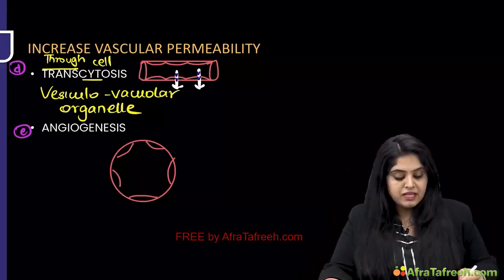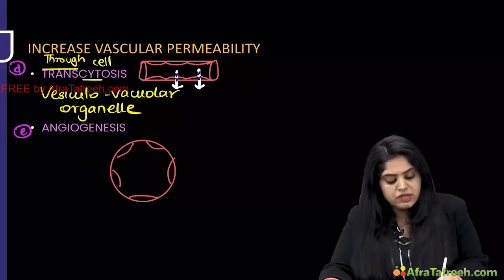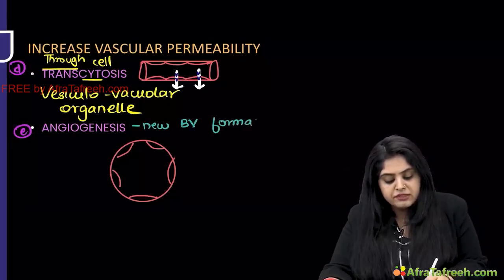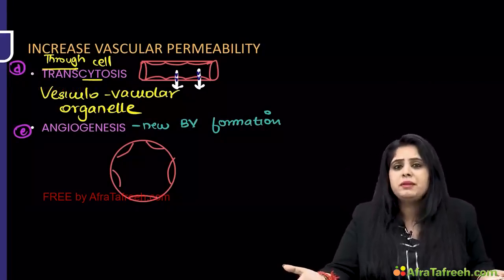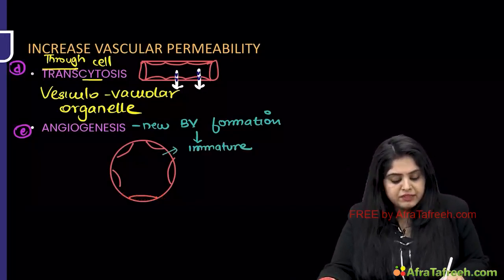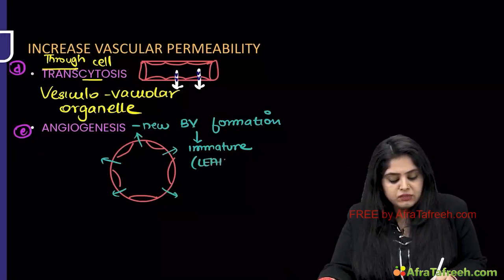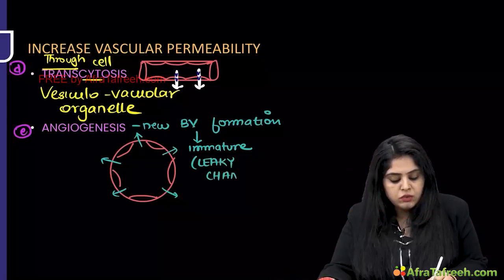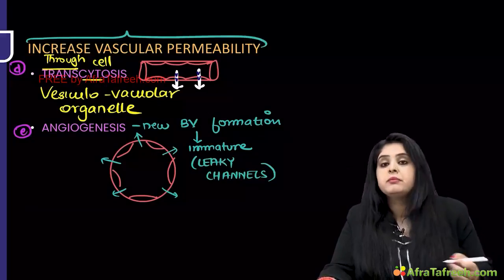The next and the last mechanism is angiogenesis. What is angiogenesis? Angiogenesis refers to new blood vessel formation. Anything new and babies are immature. So all the new blood vessels are gonna be immature. And immature means, look at the gaps. They have gaps between endothelial cells, means they are leaky channels. Everything is going to leak out of them. All the new baby blood vessels are immature. They are going to be leaky channels, and that is how the permeability is increased.